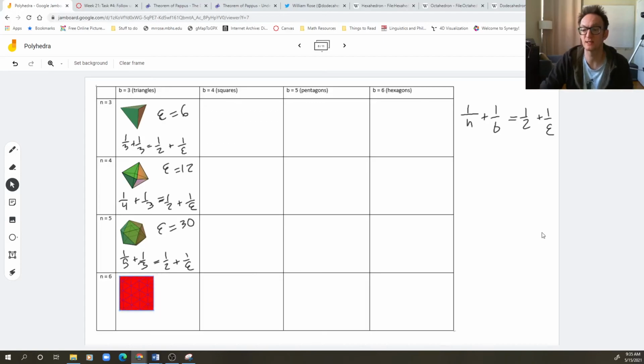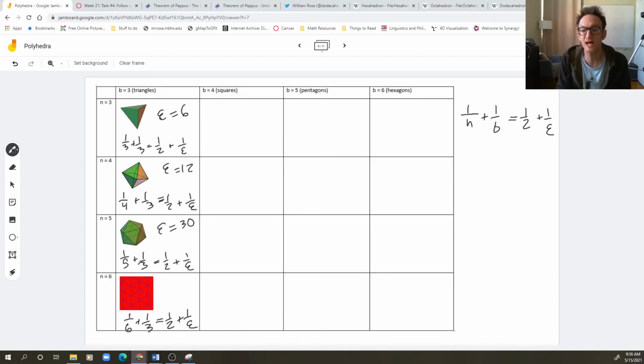Well, what we get is one of these tilings that I mentioned earlier. Because this is supposed to be purely a numeric, discrete argument, you get 1/3 plus 1/6 equals 1/2 plus 1 over epsilon, because n is 6. Now you sort of see the problem, right? 1/6 plus 1/3 just is 1/2.